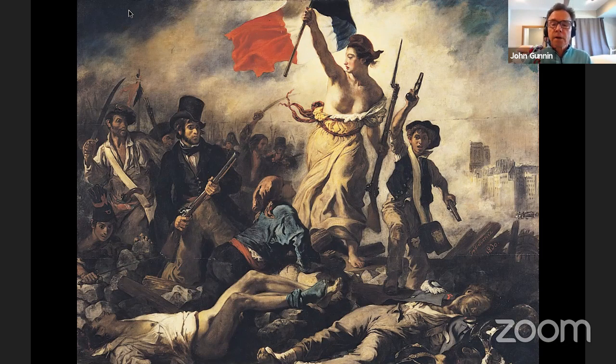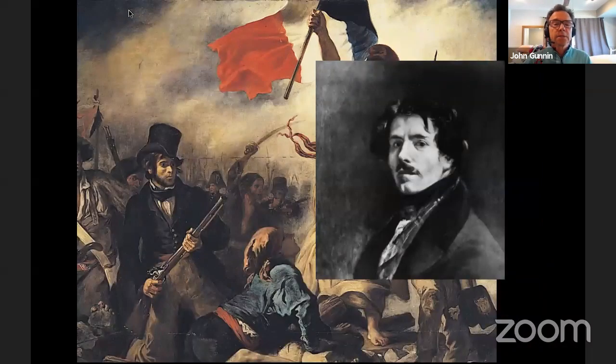So we've covered some of the allegorical meanings of this painting, and I want to just flash up the photograph of Delacroix, because you could see that he bears a certain similarity to the man there, and a lot of times artists like to subtly insert themselves into their own paintings like this.